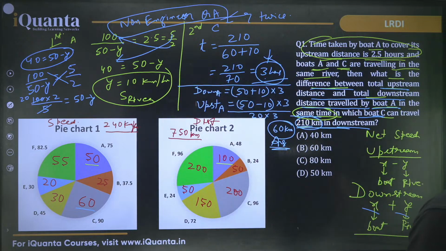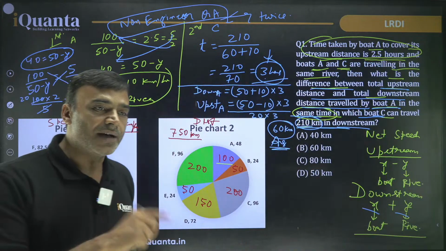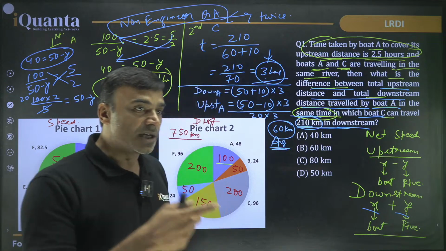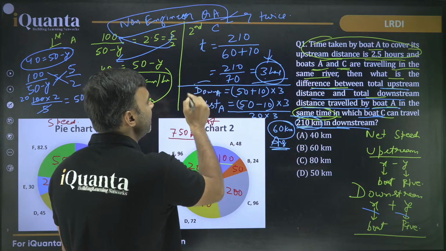Shaurya, the question says that. Santosh and Shaurya, the question is asking us first of all to find that time. Which time? The time in which C travels 210 kilometers. And then the question is telling us to find the difference between these two things.